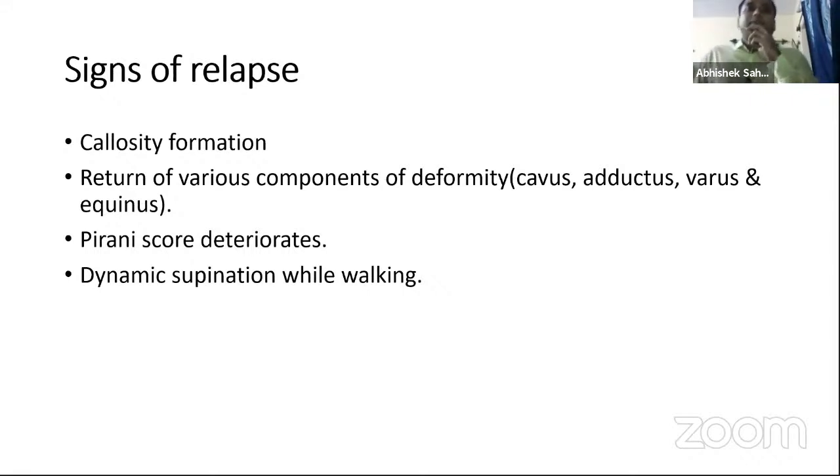Now, signs of relapse, I've tried to shorten them into 4 points. Callosity formation at the point of pressure or while shoe wearing is a red flag sign for relapse. Return of the various components of deformity: cavus, adductus, varus, and equinus. The Pirani score deteriorates. Now, this is again a point of discussion or controversy, because a lot of the relapse cases have flexible deformity and the Pirani score might not be as bad as we would have expected. So this is again a point which is up for discussion or is controversial.